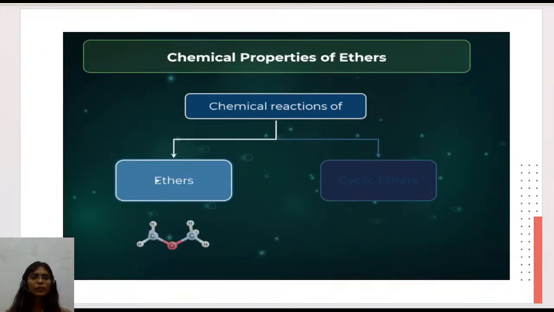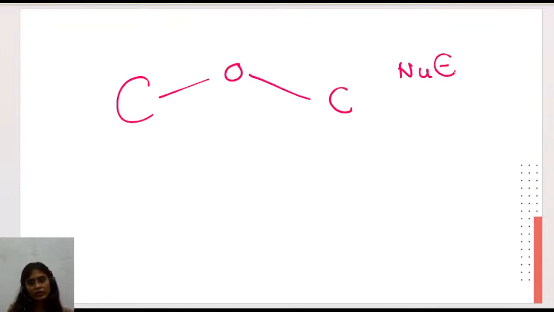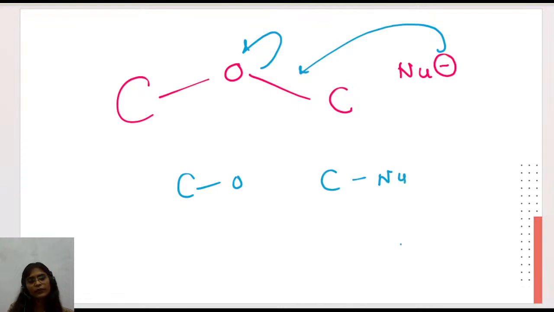So in the chemical properties of ether, let's normally discuss how the ether is going to react there. Okay, again a general question for you. If you have a C-O-C, and some nucleophile comes into the picture, just think about it and then answer. Is it possible that the nucleophile attacks here and this bond breaks and we get some C and some nucleophile? Is this kind of reaction feasible or not?